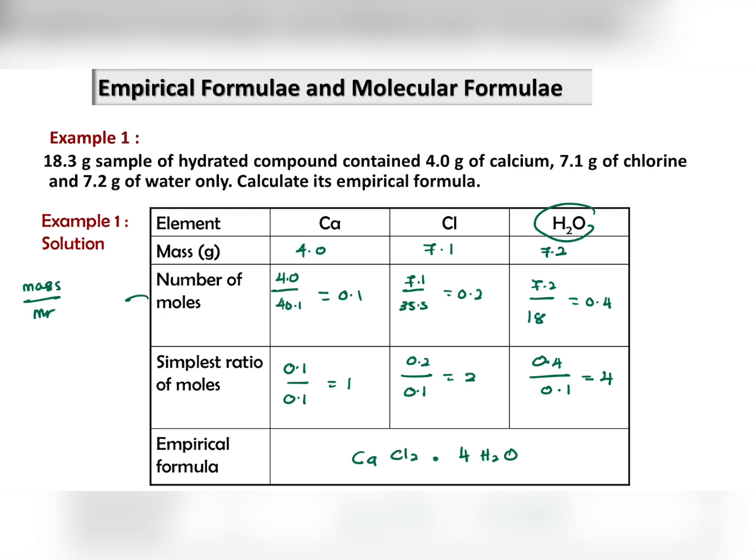Alright, so how to remember this table? Okay, so first kita tulis mass, MA. So next, moles, mole. And then simplest ratio, Ra. So how to remember this? It is MA, MO, Ra. And remember, for ratio, you must divide the smallest mole. So for example, calcium divided by 0.1 because this is the smallest value.